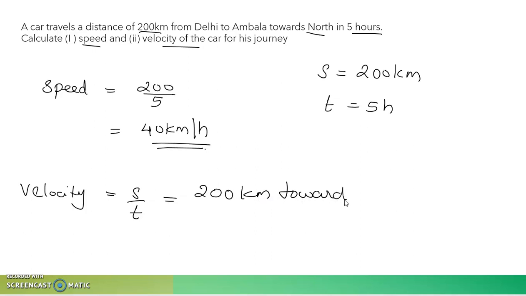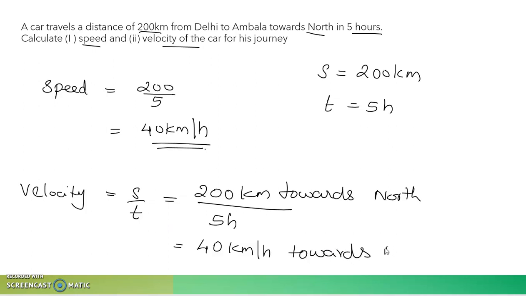Displacement is 200 kilometers towards north. This is the difference, okay? Towards north. Thus, we have to specify the direction, 5 hours, right? So, we can say that he is traveling with a speed of 40 kilometer per hour. He is traveling with a velocity of 40 km per hour towards north, because velocity is a vector quantity, it is direction specific.